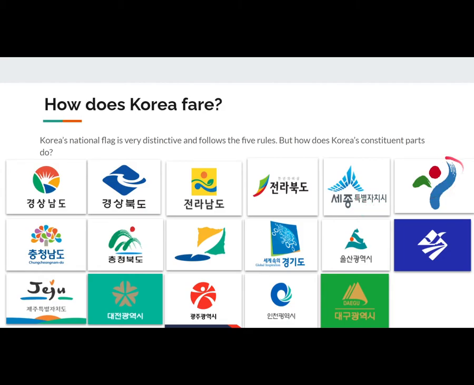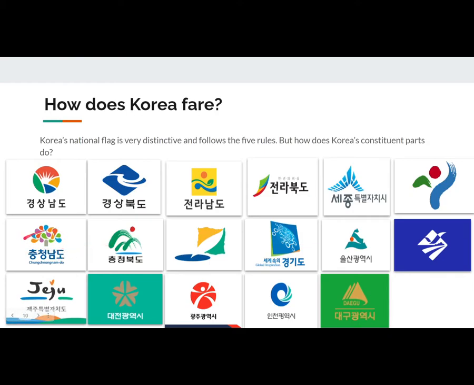But Seoul's, they've done much more to be more distinctive in and of themselves. As a flag, it's still not pretty, but as a logo by itself, it does work. Chungcheong-namdo, they've got a tree, lots of things on it.